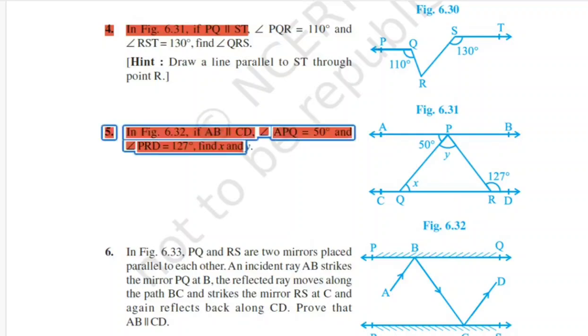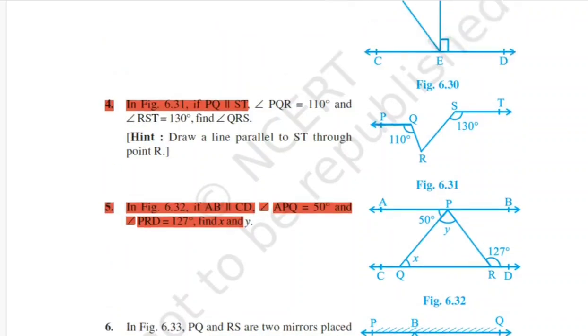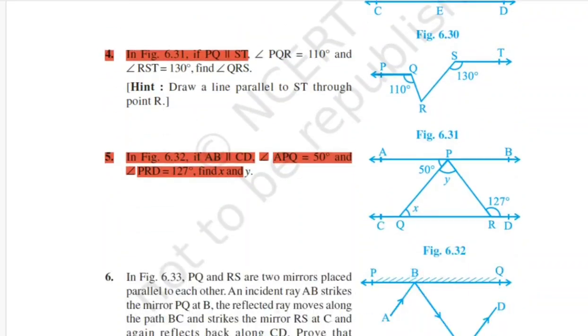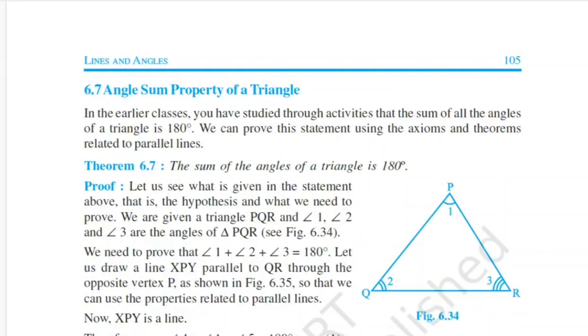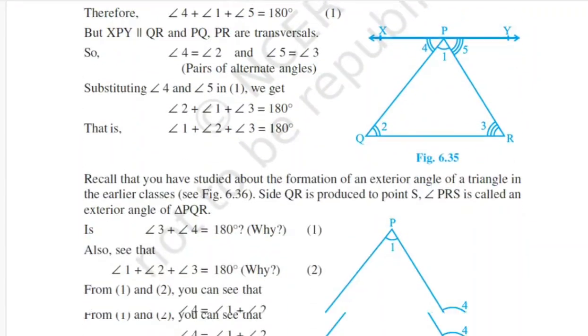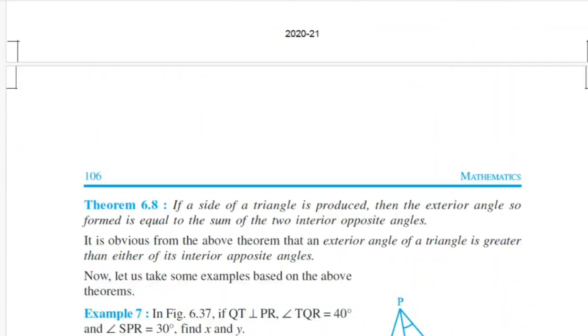Even while practicing the question, you practice the diagram also. It is not necessary that they will provide a diagram, so you have to remember the diagram itself. Now here this theorem 6.7 is very important. The sum of the angles of a triangle is 180 degrees. This theorem is important for exam.